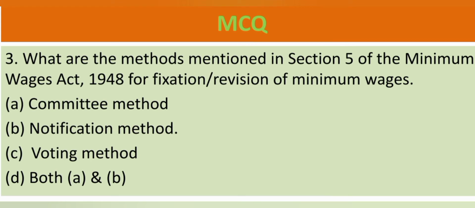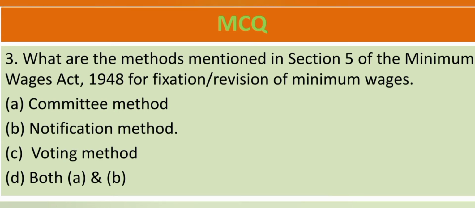Now come to question number 3. What are the methods mentioned in section 5 of the Minimum Wages Act 1948 for fixation or revision of minimum wages? There are actually two methods. One is the committee method, the other one is the notification method. So the correct option for this is option D, both A and B, that is committee method and notification method.